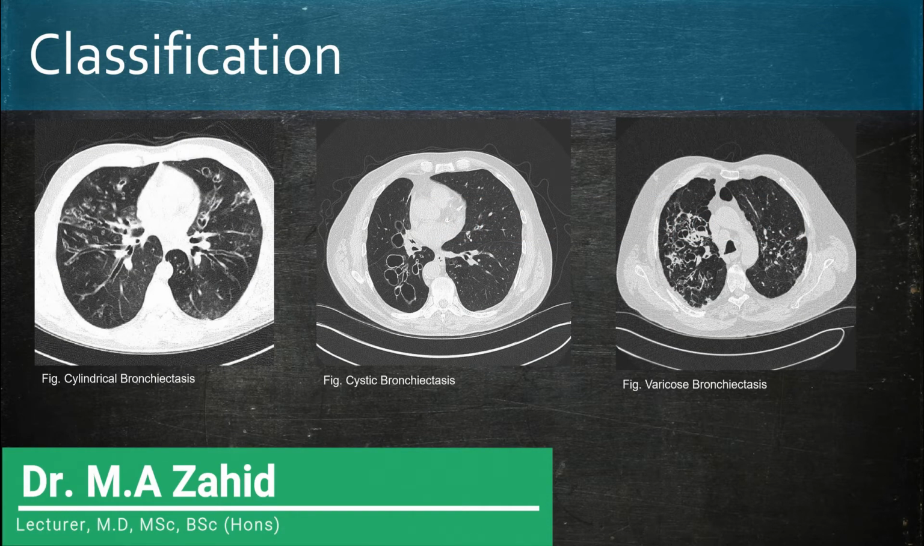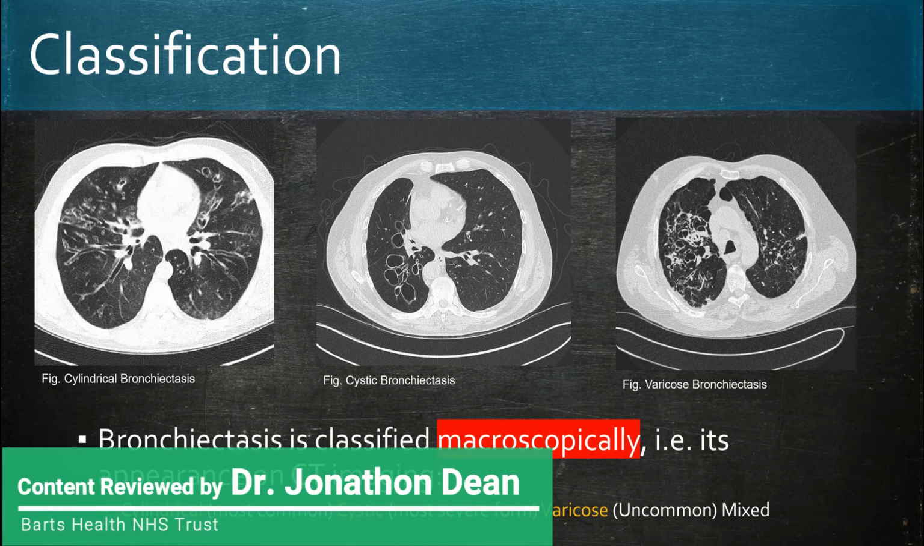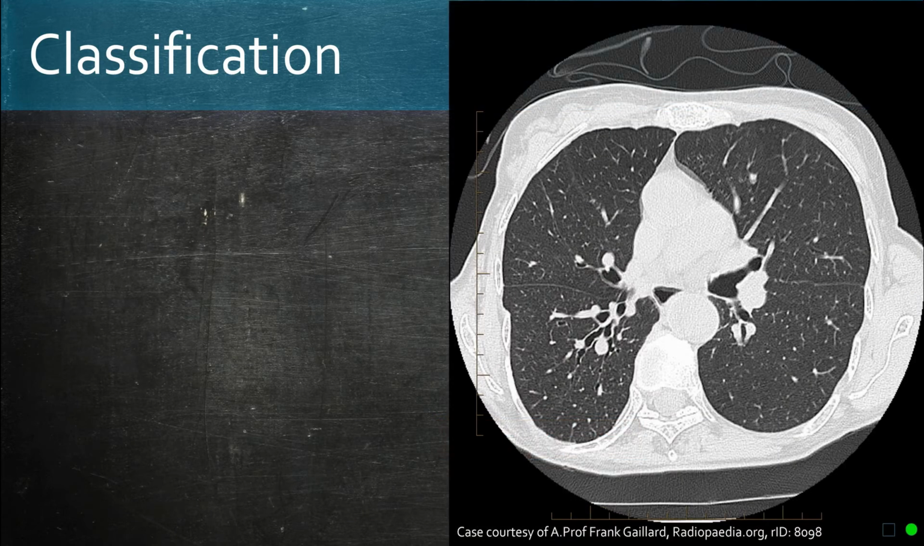Classification of bronchiectasis is via CT. This includes cylindrical bronchiectasis, the most common form, cystic, and the less common varicose form. Mixed forms also exist. Another subtype of bronchiectasis is known as traction bronchiectasis. Let's start by defining the word traction to help us understand this better. Traction means the drawing or pulling of something over a surface.